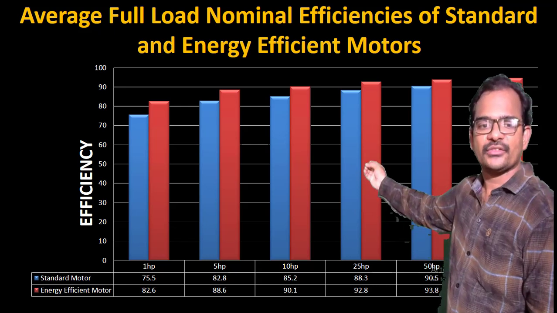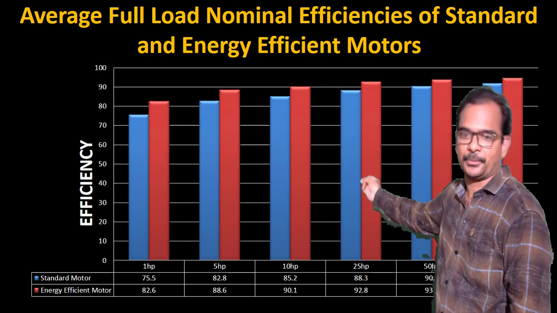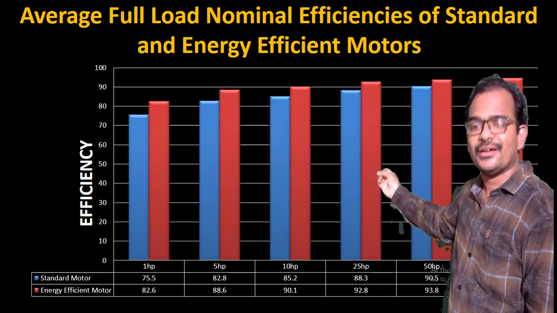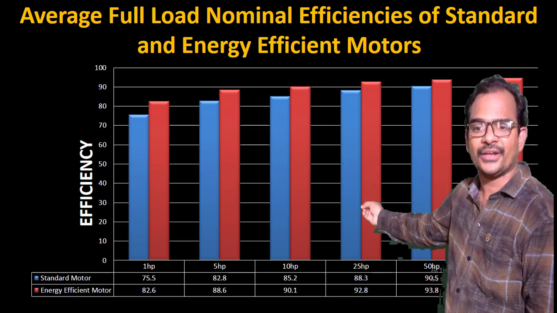And finally, let's take an example of a 100 HP motor. If this 100 HP motor is a conventional motor or a standard motor, the efficiency will be around 91.8%. Whereas the efficiency of the energy efficient motor of the same 100 HP capacity is 94.7%.